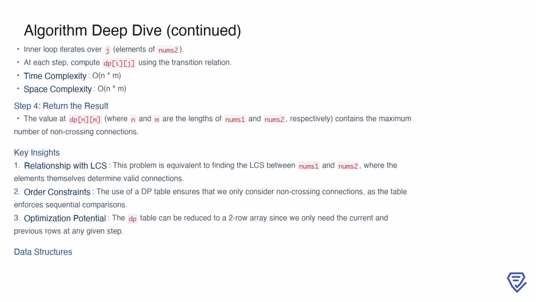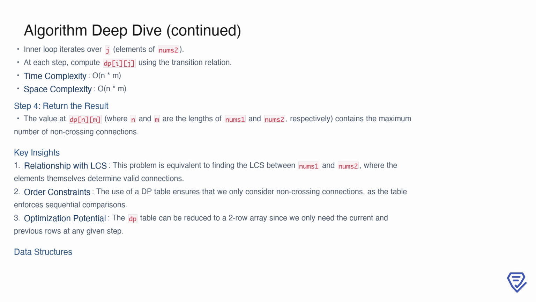Once the table is fully populated, the value at dp[n][m] represents the maximum number of non-crossing connections between nums1 and nums2. It's worth noting that this problem is equivalent to finding the longest common subsequence, or LCS, between nums1 and nums2, with the order constraints naturally enforced by the dynamic programming table.